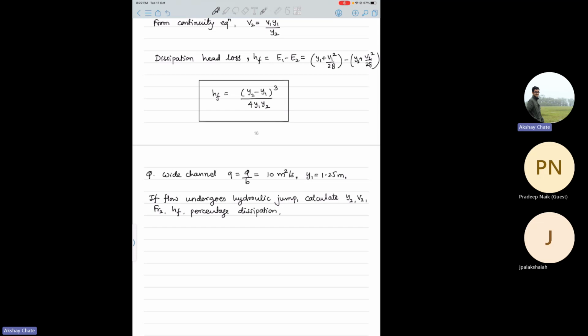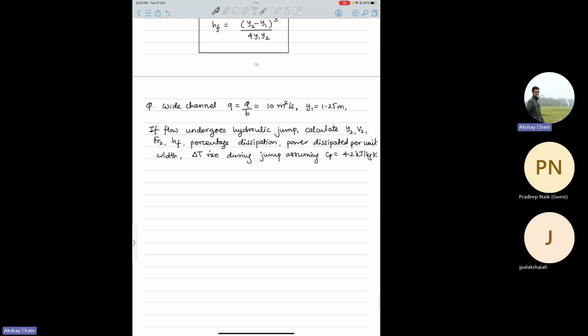I'll tell these terms later, but for now, the power dissipated during the jump per unit width. Typically, we talk about unit width because the widths are actually very long and you can just multiply the answer. And an important thing is the temperature rise during the jump, assuming Cp for the water as the standard value of 4.2 kilojoule per kg Kelvin. So yeah, we'll solve this quickly.